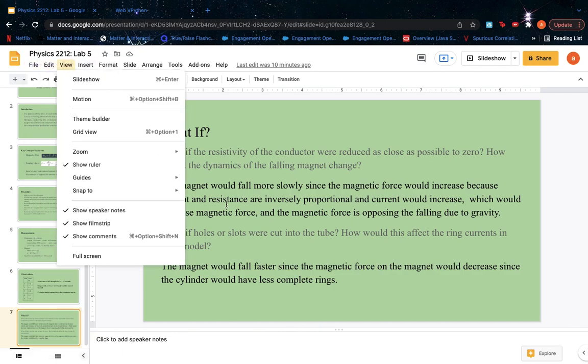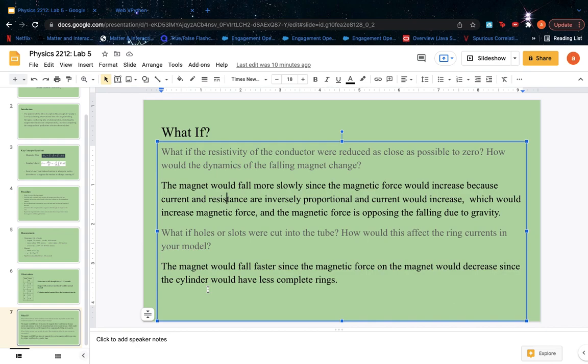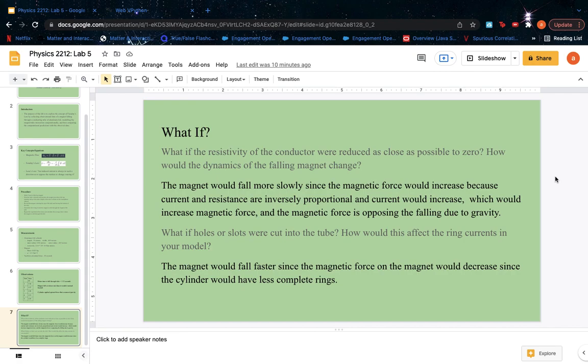And then, what if the resistivity of the conductor were reduced to as close as possible to 0? The magnet would fall more slowly since the magnetic force would increase, because current and resistance are inversely proportional, so current would increase, which would increase magnetic force, and the magnetic force is opposing the falling due to gravity.